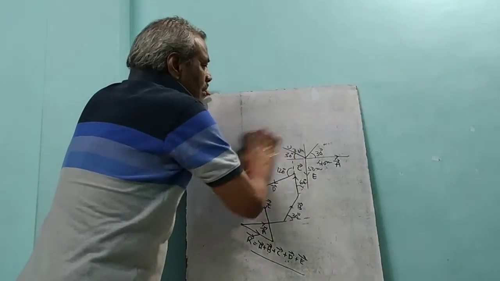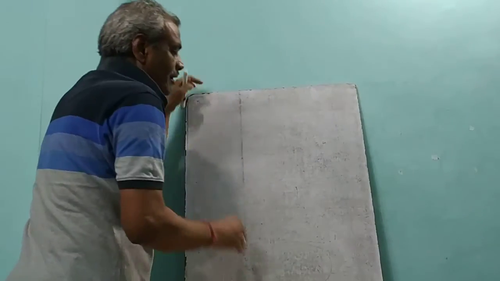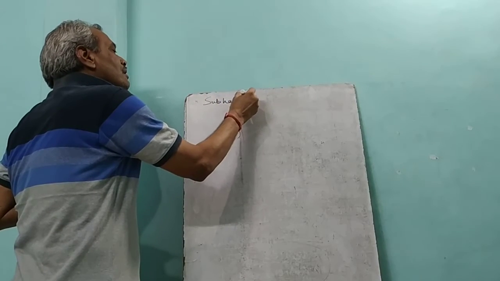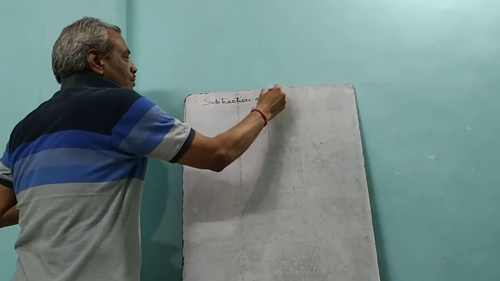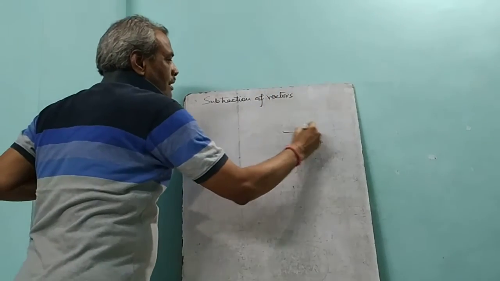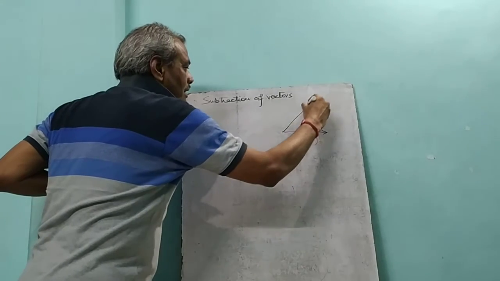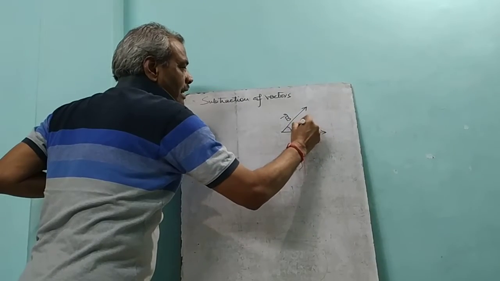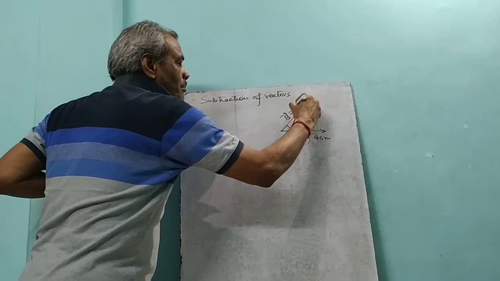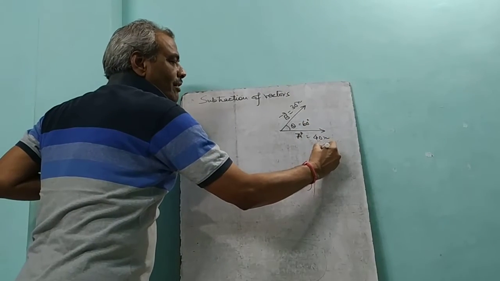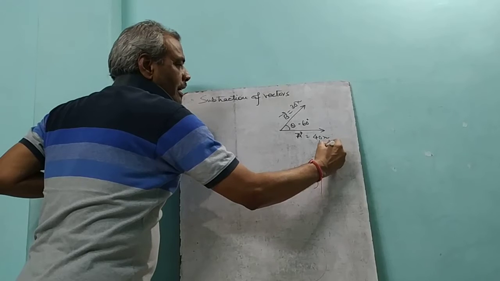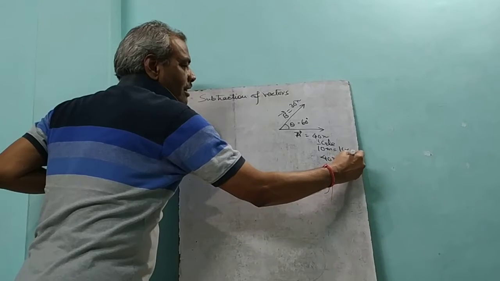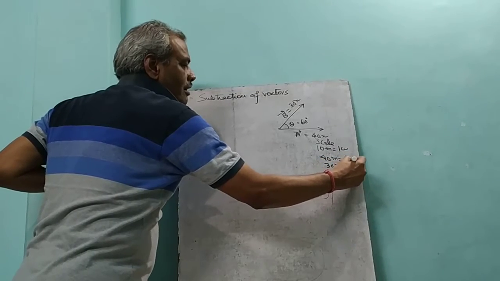Suppose we have to go on to subtraction. How to subtract the vectors? Subtraction of vectors. This is A, this is B, and this angle is theta. Suppose theta equals 60 degree, A is 40 meter and B is 30 meter. Scale I will take 10 meter equals 1 centimeter, so 40 meter is 4 centimeter and 30 meter is 3 centimeter.